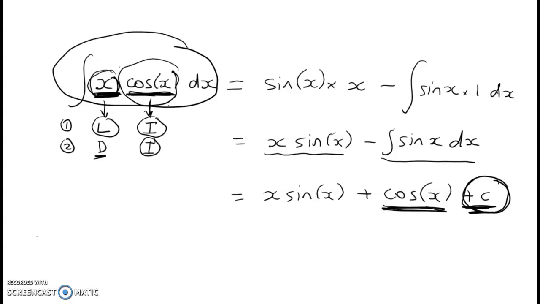So we're going to start with my answer. So y equals x sine x plus cos x plus c, and we're going to differentiate it and see that we get back to x cosine of x.